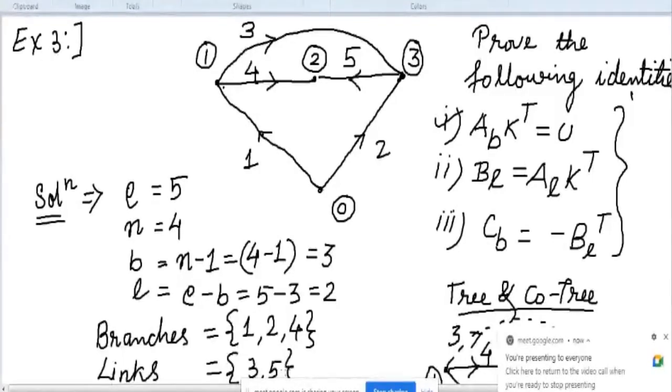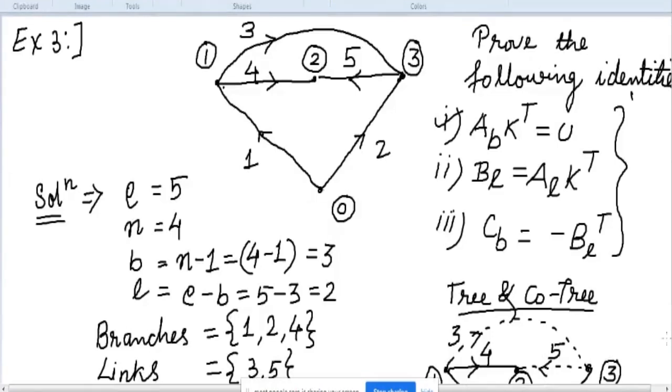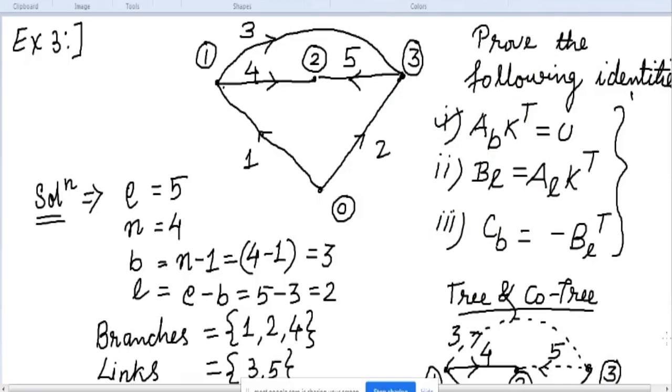Yesterday we had started with this particular problem and we were able to complete the first proof of the first bit, that is A_B K transpose is equal to U. We will be proving the next identities in the row, that is the second one, B is equal to A_L into K transpose, and the third one, C_B is equal to minus B_L transpose. So let us see one by one.